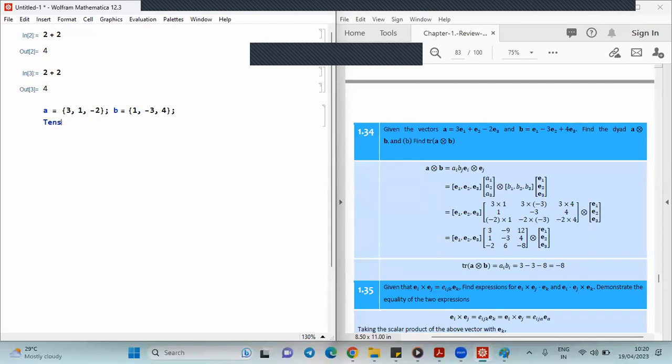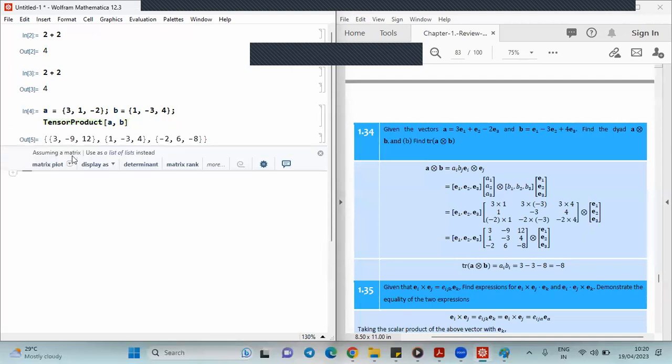Tensor product, the way I taught you how to do it, tensor product, click on it, downward arrow, then click on the templates, like that. I want to find the tensor product between A, where you have tensor 1, I want to put A there, and where you have tensor 2, I'll put B there. And I'll run it pressing this vertical enter. This is what we have. So 3 minus 9, 12, 1 minus 3, 4, minus 2, 6, minus 8. See it here. This is the answer that we have.